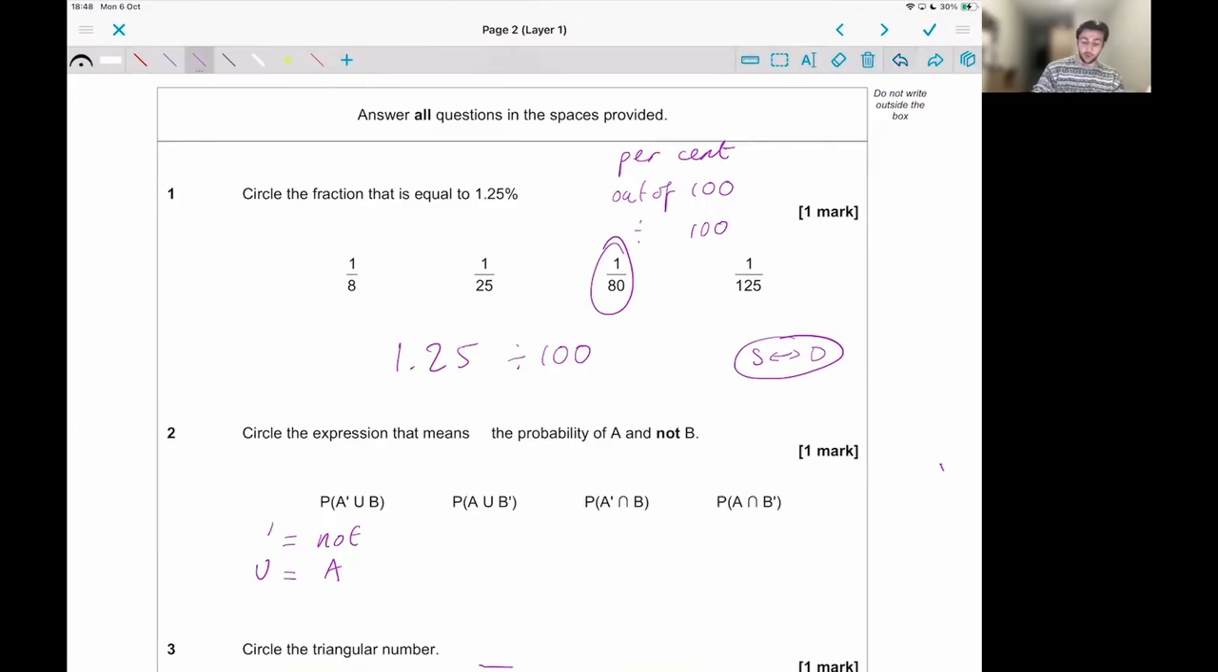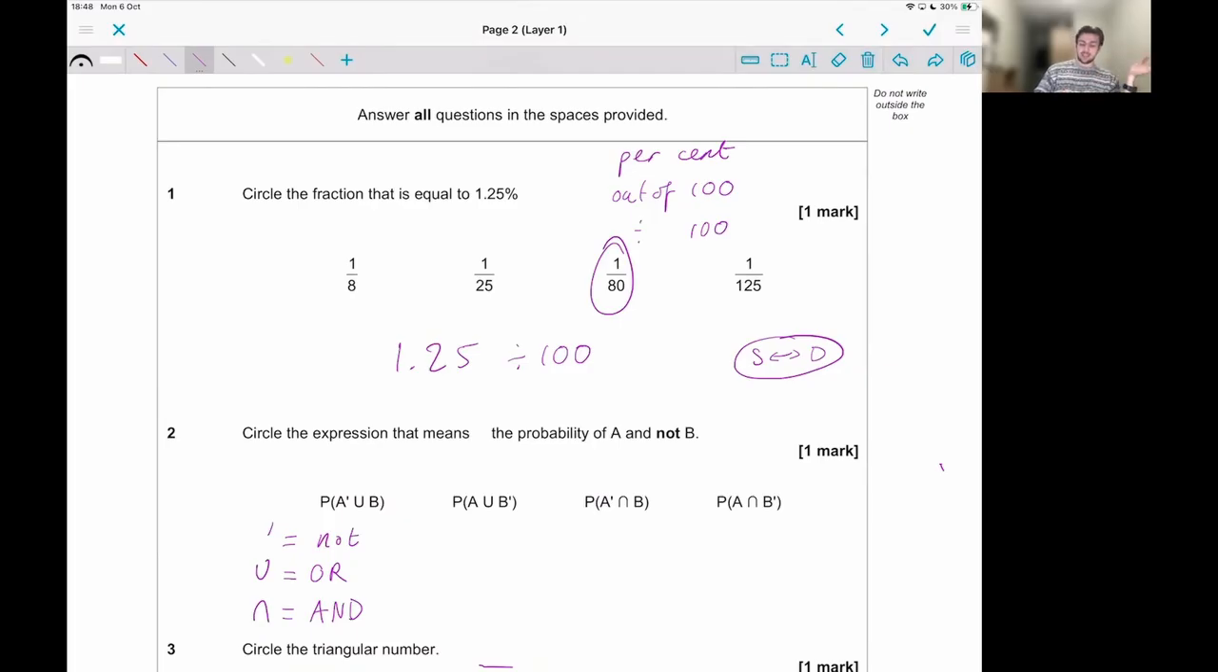Which we can call or. And the N is for intersection, which we can call and. I'm just going to try and make my T look a little bit more like a T. So we've got not, or, and.